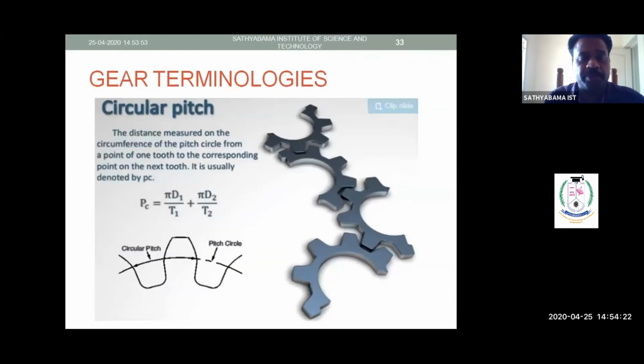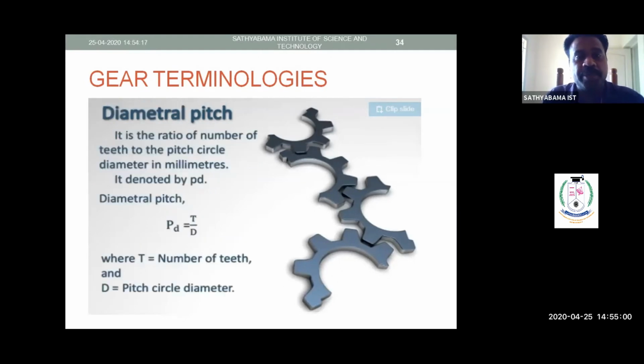Next comes circular pitch. Screw threads, I told you, you know what is pitch. It is the distance between consecutive threads. Same way it is here. Circular pitch means it is the distance between two teeth, but the distance should be measured where? On the pitch circle, not the base circle. So this is the distance measured on the circumference of the pitch circle from a point of one tooth to the corresponding point on the next tooth. It is represented as P suffix C. Just see this formula. I will give you the definition: that is module by number of teeth. I will explain in the next slides.